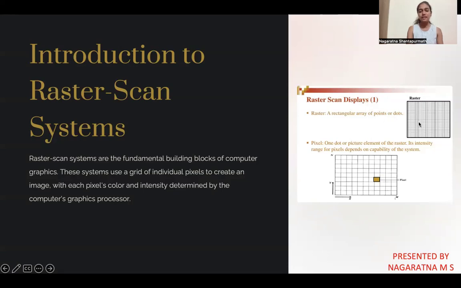The raster is a rectangular array of points or dots, consisting of vertical and horizontal lines that form the grid. The pixel is one dot or picture element of the raster, and its intensity range depends on the capability of the system.